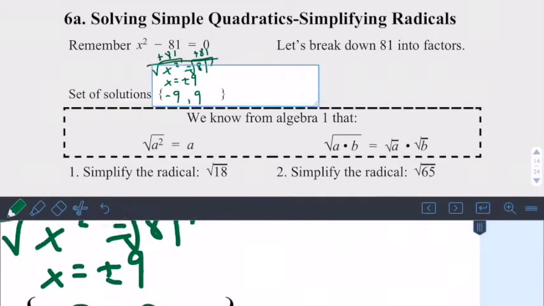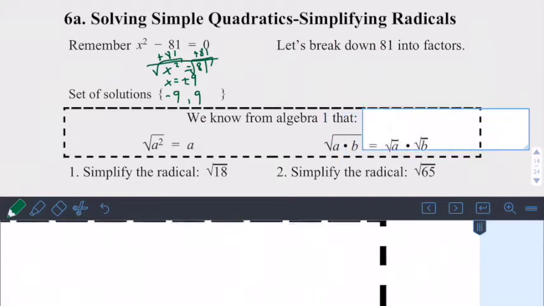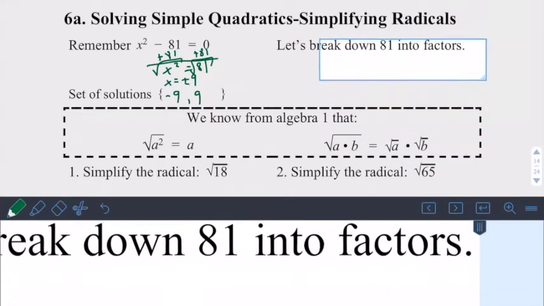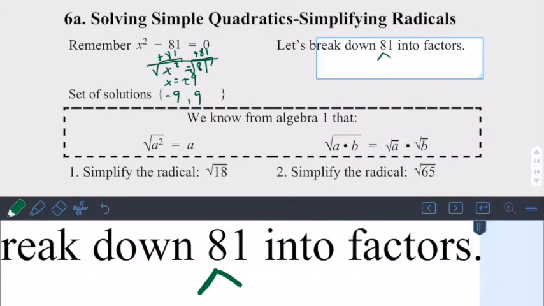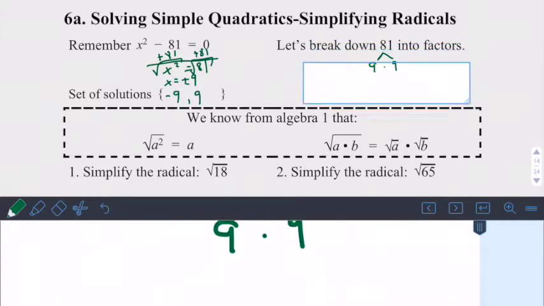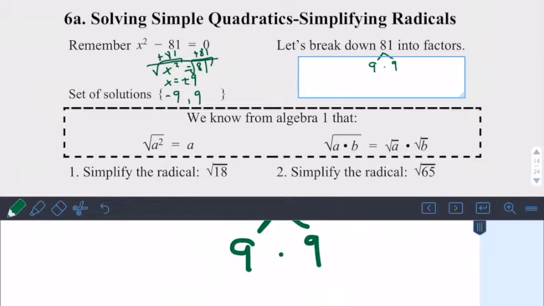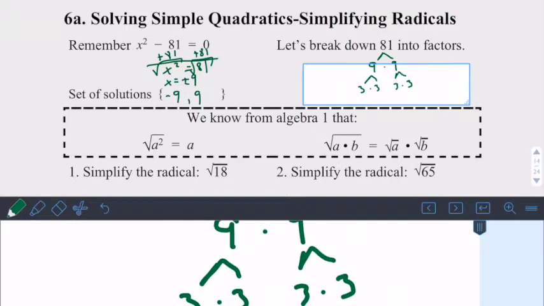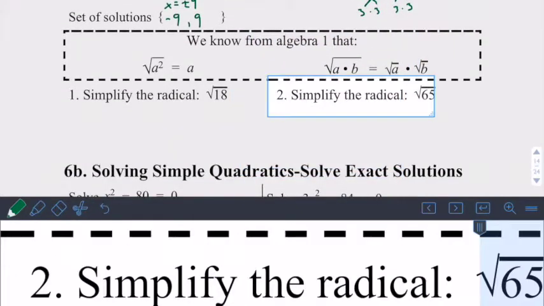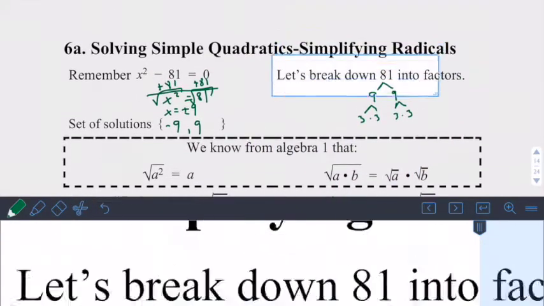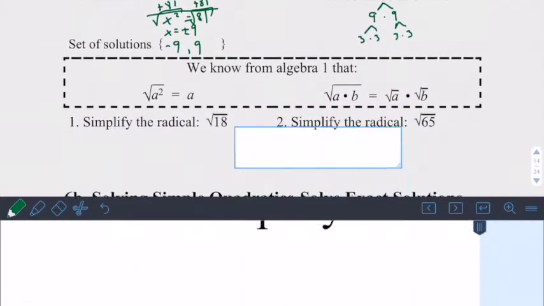Remember, I needed both. But I want to break down 81 into factors. So what I'm going to do is I'm going to break 81 into 9 times 9 using my factor tree. And then I'm going to break 9 and 9 into 3, 3, 3, and 3. These are my primes. I broke it into a prime factor tree. Okay, and then we're going to use some of these properties from Algebra 1 to help us do a little bit more.